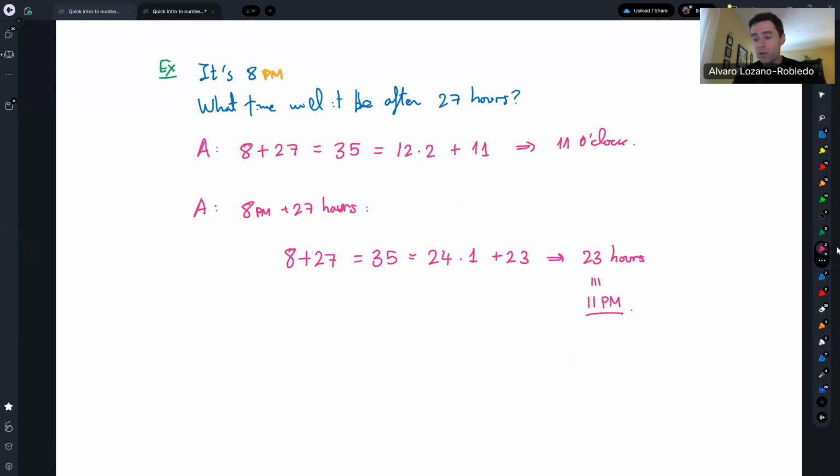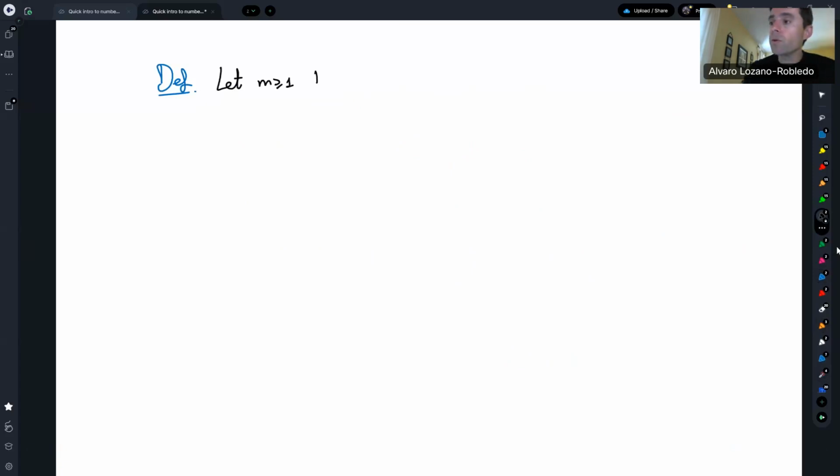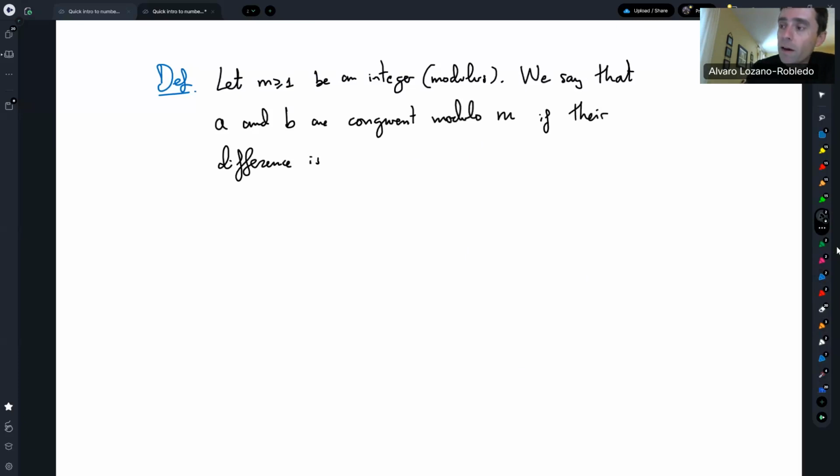In general, we're going to do this for many other purposes. And here's how we define congruences. Here's the definition of a congruence in number theory. Let m, greater than or equal to 1, be an integer, which will be called the modulus of the congruence. We say that two integers a and b are congruent modulo m if their difference is divisible by m.